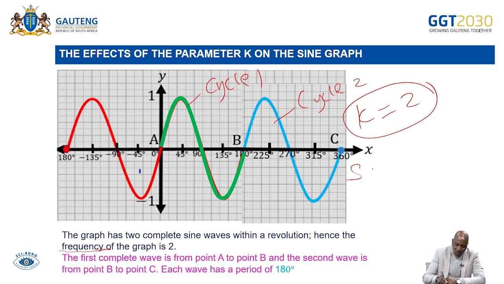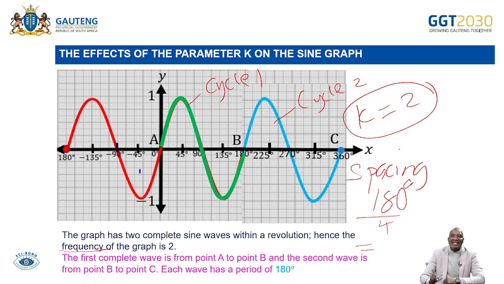So I'm now going to talk about spacing. The green graph has a period of 180, same as the blue, same as the red. If I divide this 180 degrees by 4, which we said is a standard formula, it gives me 45 degrees. Hence, I spaced my graph using 45 degrees.